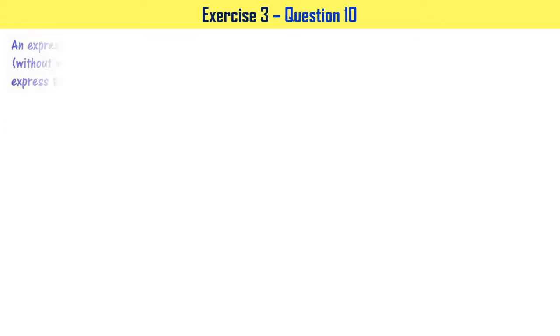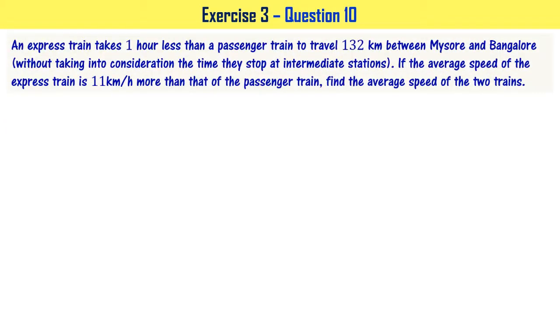Question number 10 is, an express train takes 1 hour less than a passenger train to travel 132 kilometers between Mysore and Bangalore, without taking into consideration the time they stop at intermediate stations. If the average speed of the express train is 11 kilometers per hour more than that of passenger train, find the average speed of these two trains, right?